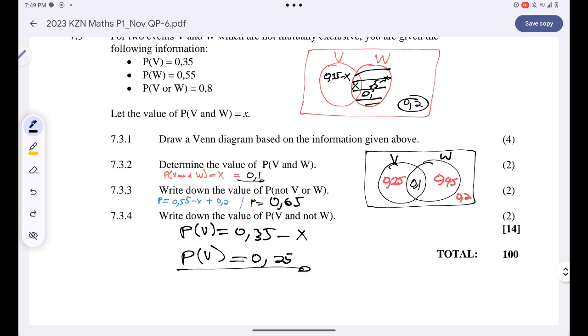That's how, guys, we could have tackled question 7 from KwaZulu-Natal.